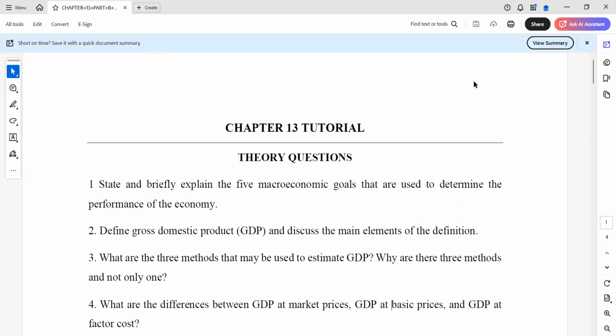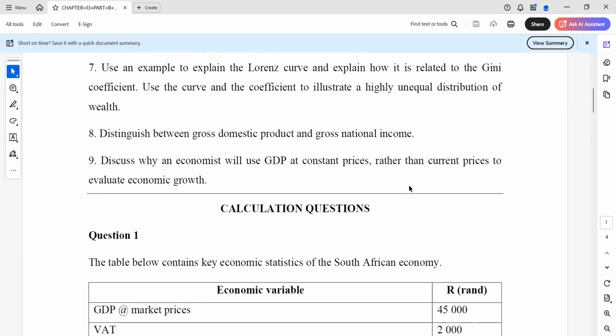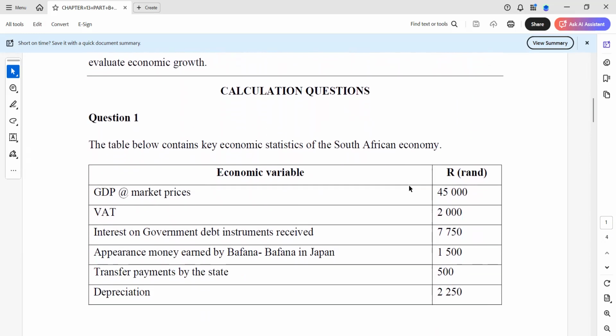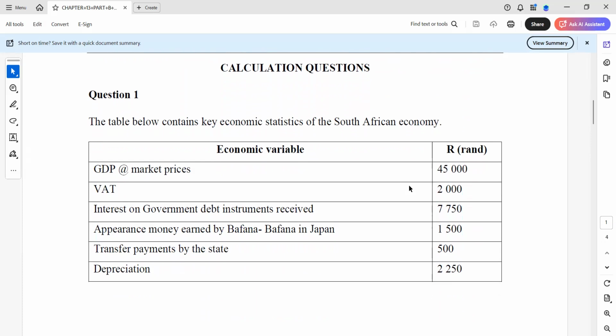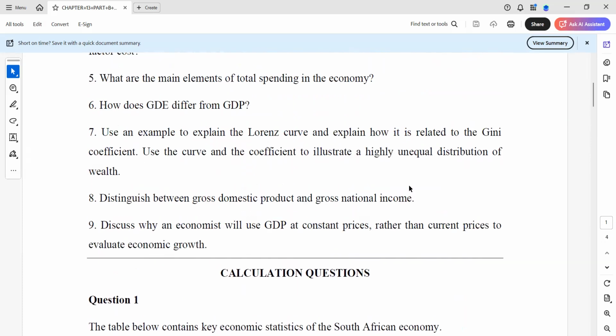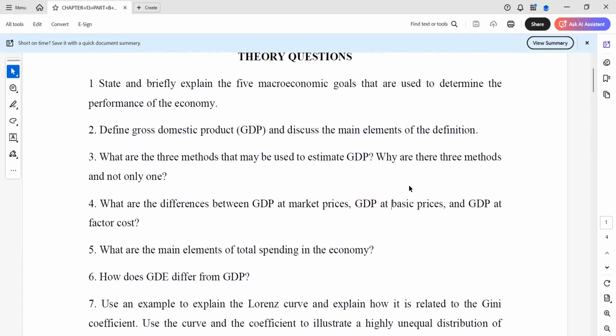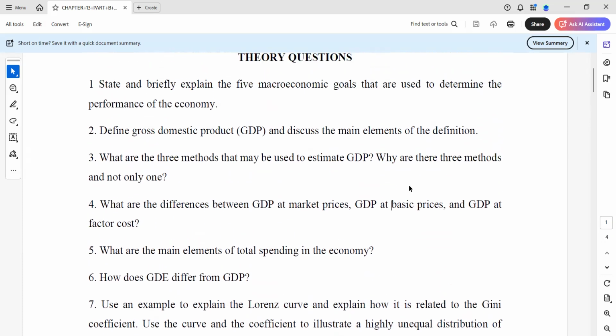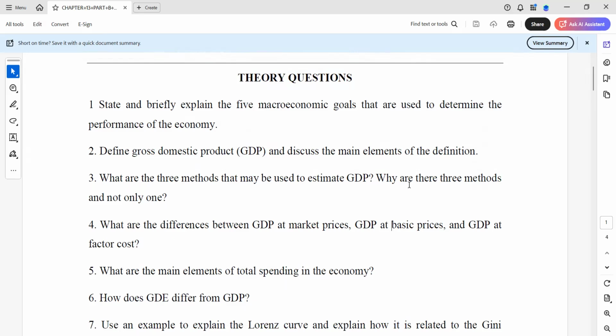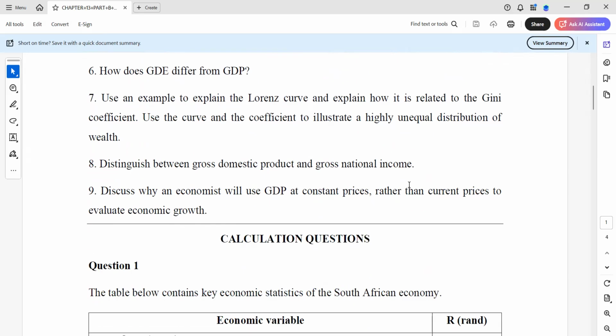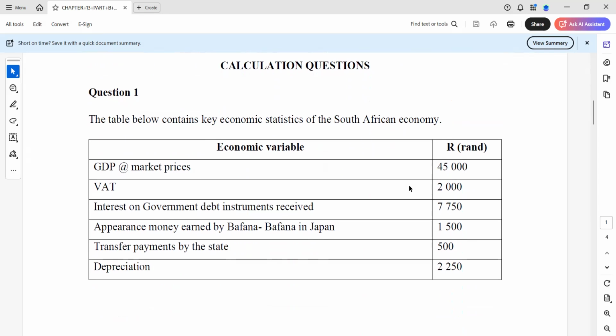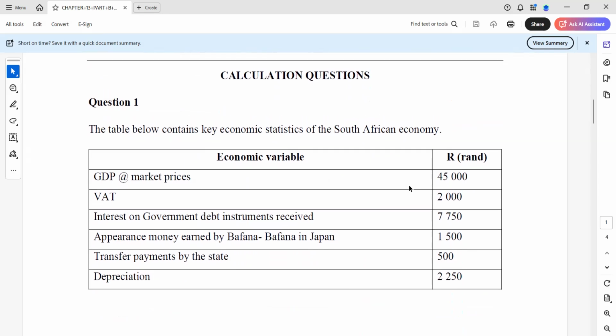So for this video, we are going to do the tutorial questions for chapter 13, right? We're not going to do the theory questions. We are only going to do the calculation questions, only because I feel like the theory questions are easy. You guys can do them on your own, but then I am going to do a video where we are going to do them. But for now, I just want to do the calculation questions, right?